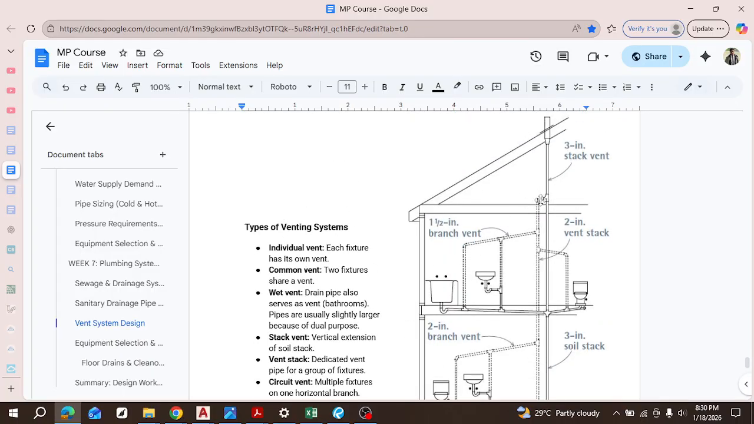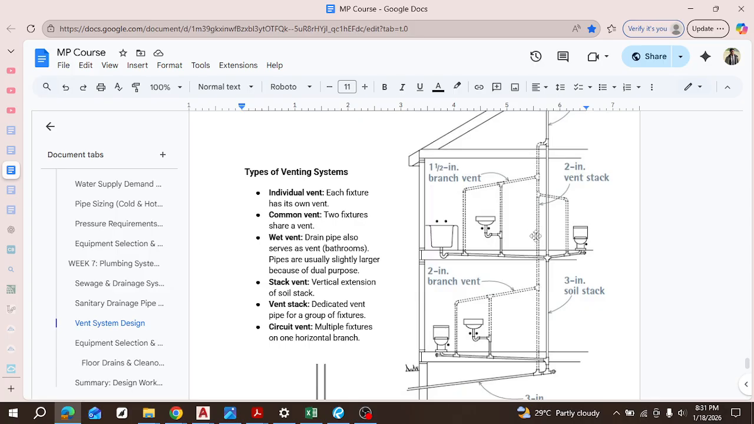Stack vent. Stack vent is basically this vertical pipe that is going up into the roof, right? So vent stack is a bit different. Vent stack is this one, right? So stack vent is just the ending. Vent stack is like what leads up to it basically. As you can see, this particular vent stack is serving all these fixtures here, and they all meet. Even this one here, they all meet and go up into the roof.